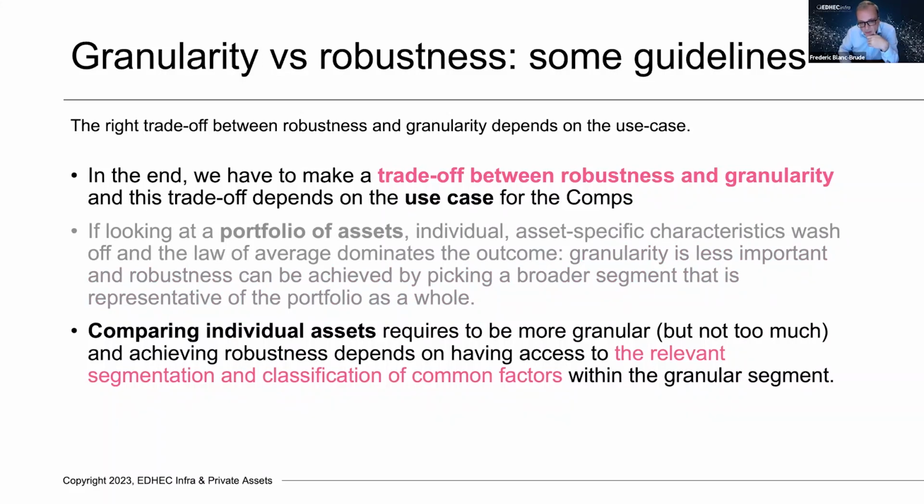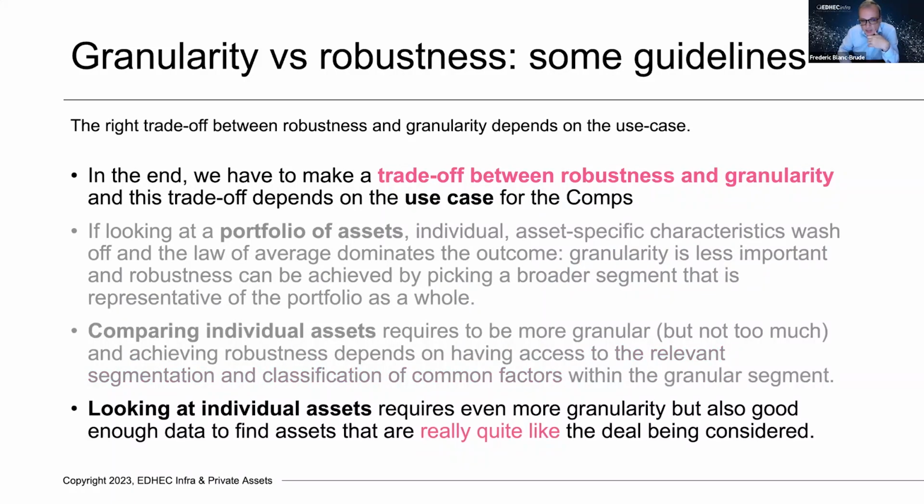If you're comparing individual assets, for example several individual assets, you have to be a bit more granular, but you mustn't be too granular. Otherwise, you're going to lose the signal and have just a bunch of noise. For this, having the relevant classification of common elements that drive the performance or the price of each of these assets is very important.